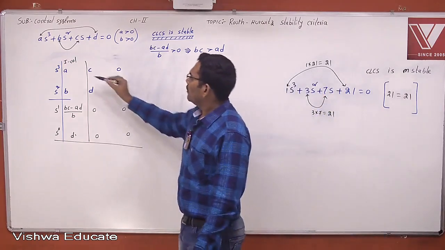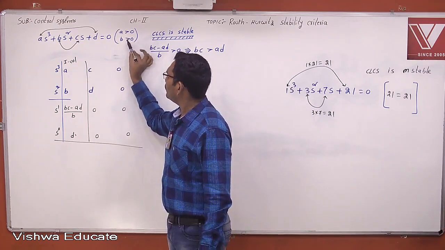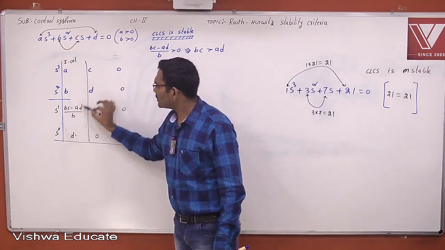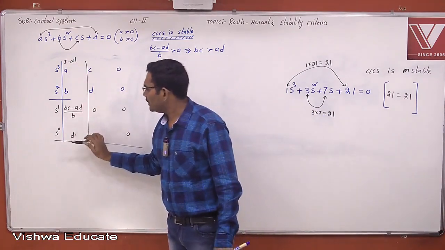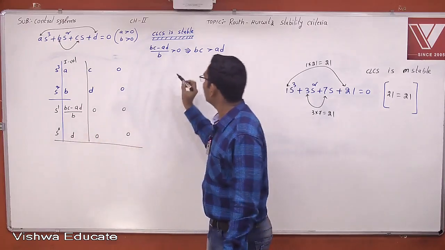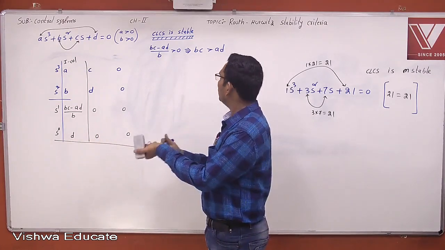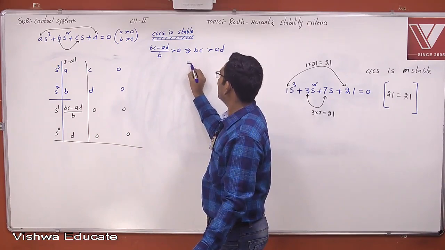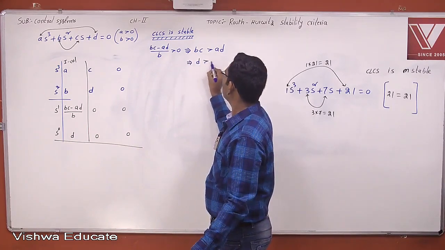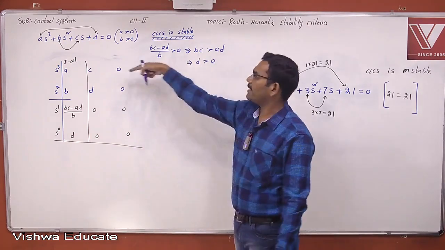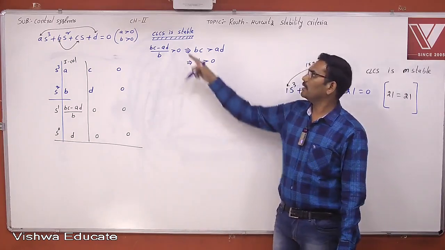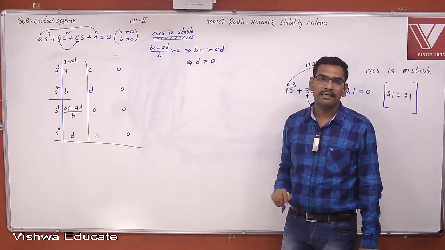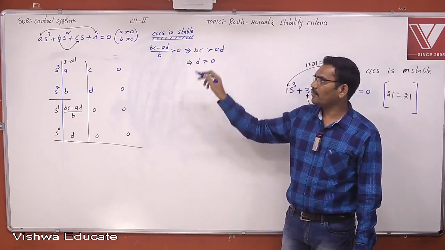And one more thing: A is positive, B is positive, this condition is positive now, and the D constant must be positive for that. So that's why I am giving another condition. Now the D constant must be greater than 0. If these two conditions are satisfied in order 3, then the closed loop control system is directly stable without doing the tabular form and all these things.